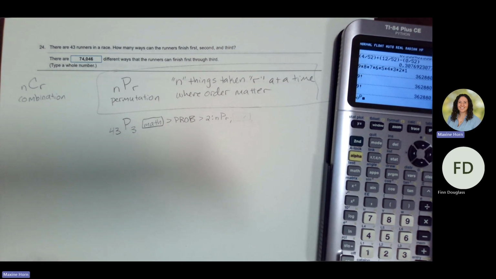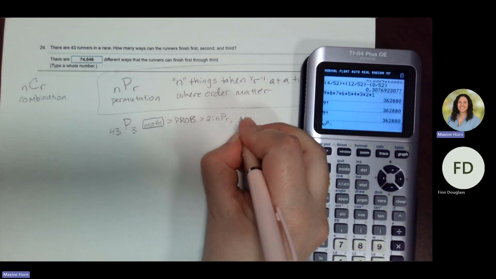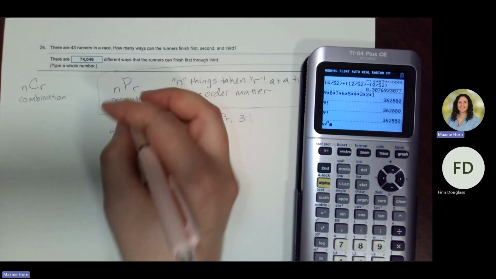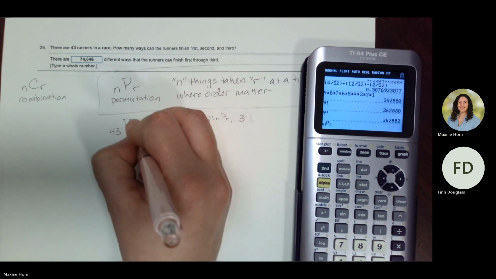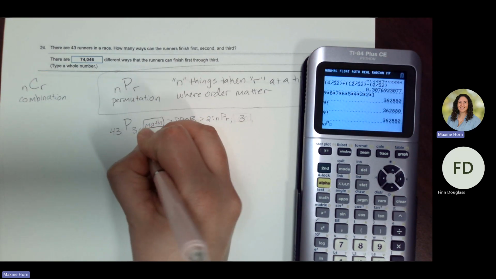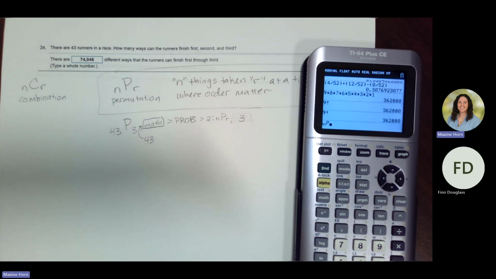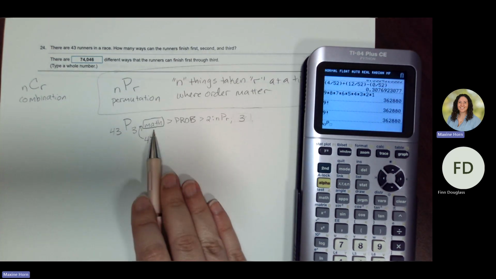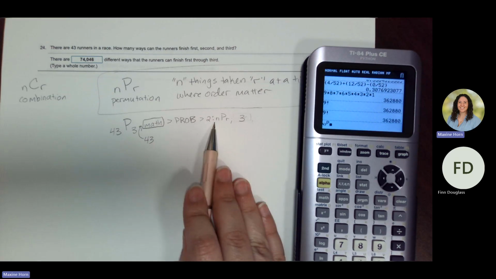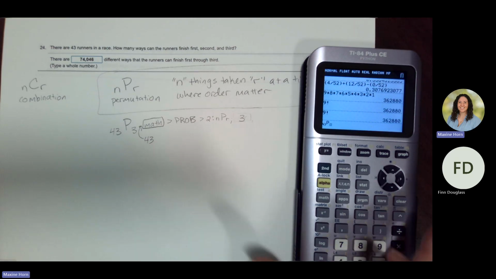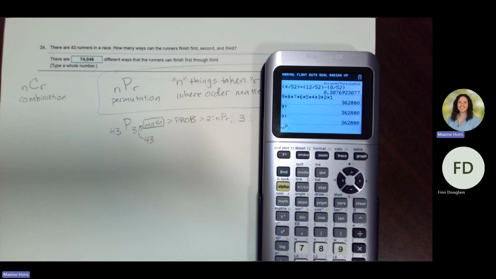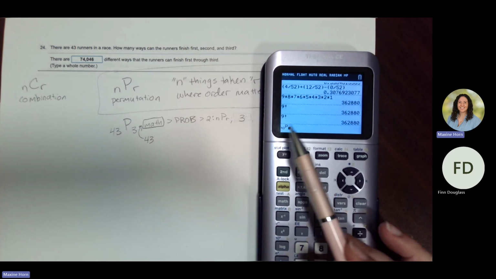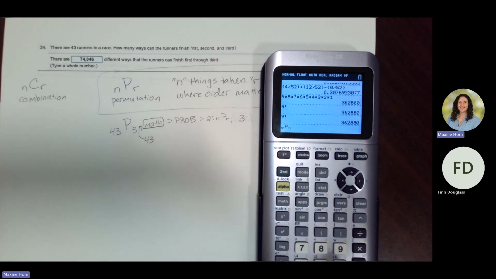So nPr, and then we have to tell it what the r value is. The r value in this case was 3. Sorry, I didn't start with 43. So we start with 43. Then we hit math. Then we arrow over to probability. Then we select the second option, which is nPr. Then we give it number 3. And you can see on my calculator, the fancy one, it creates this little 43 P, and then I can put my 3 in, and then I can hit enter. And I get my answer of 74,046.